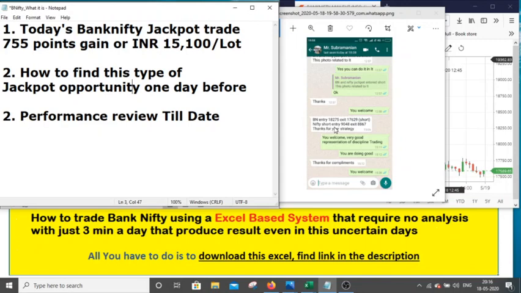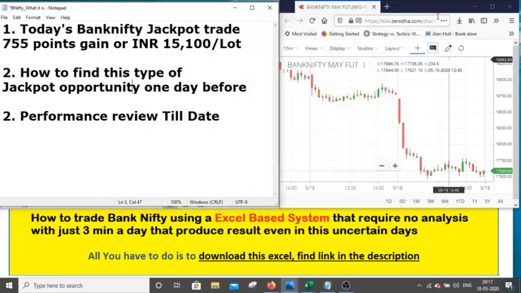Today was both Bank Nifty and Nifty jackpot. You entered Nifty at 9048 and exited at 8867. Both are short strategy. So thank you for this type of feedback. It's a pleasure that you have earned using this Excel sheet. Continue your good work, stay disciplined.